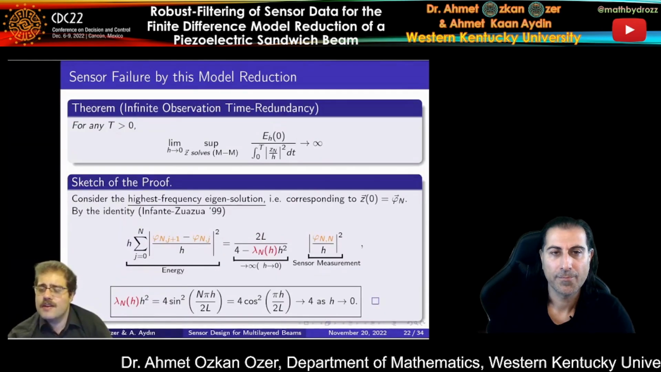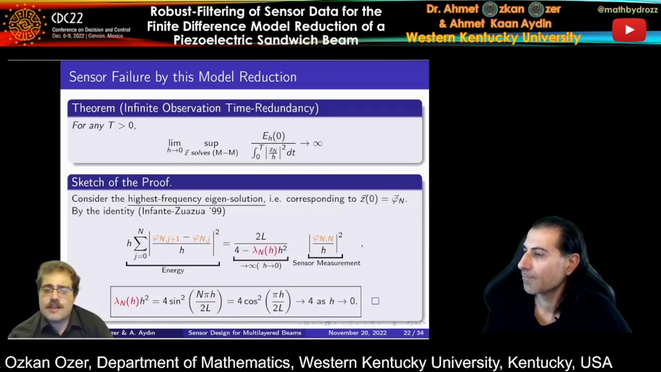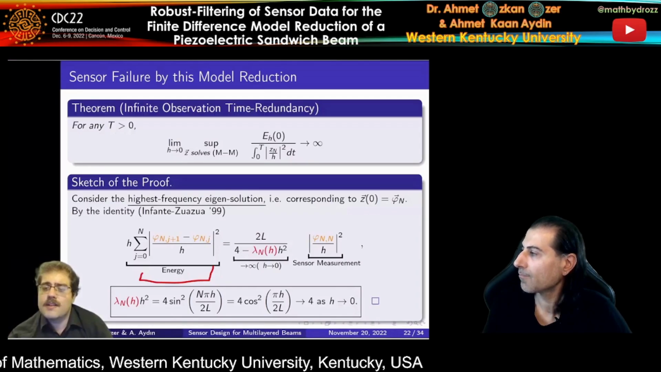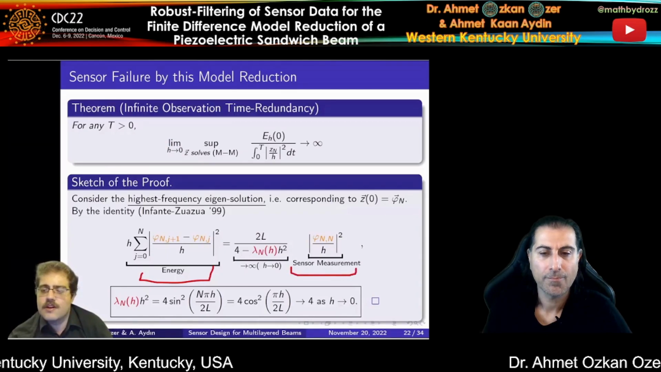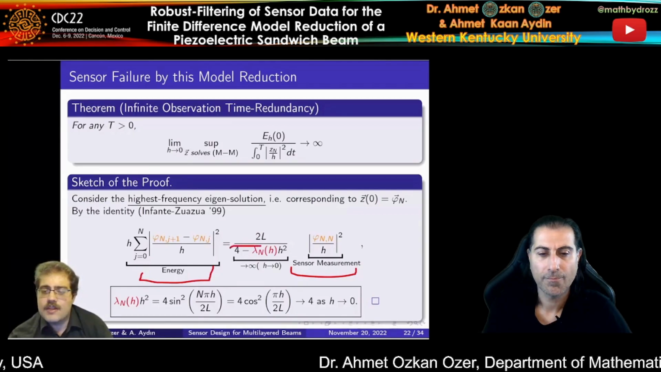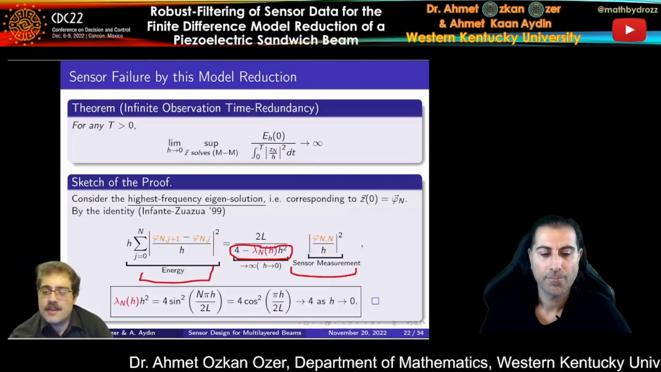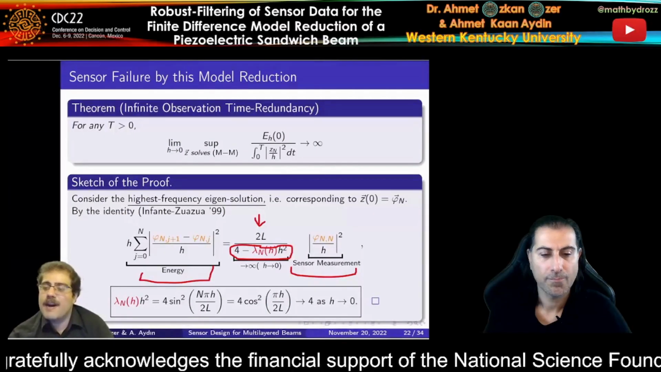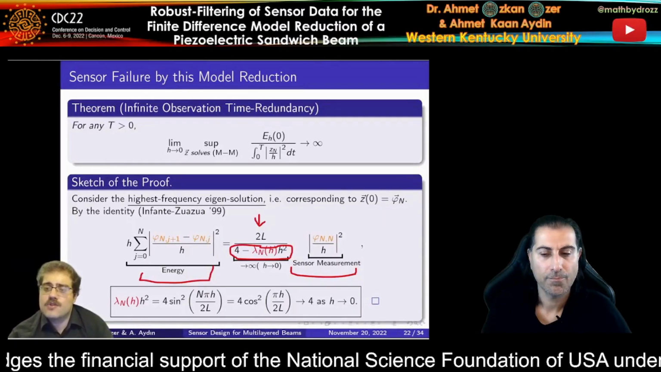And when we try to prove the uniform observability, we face the same problem here as well. In this equality here, the left-hand side is the highest frequency eigensolution corresponding to the energy. And in the right-hand side, we have the highest frequency eigensolution corresponding to the sensor measurement. If you look at this denominator here, we see that this denominator goes to 0 as h goes to 0. So the whole term here blows up, which implies it is impossible to bound energy by the sensor measurement we have. So the system lacks uniform observability as h goes to 0.